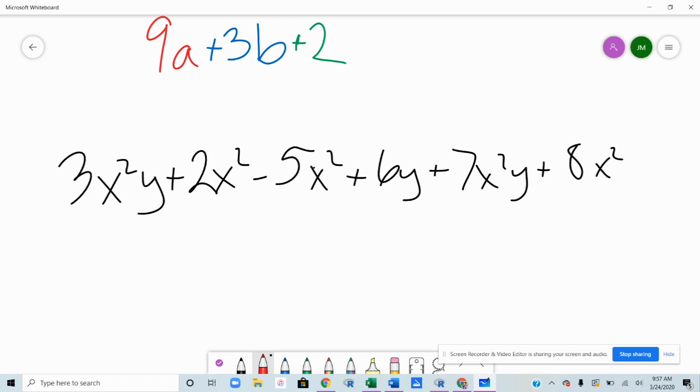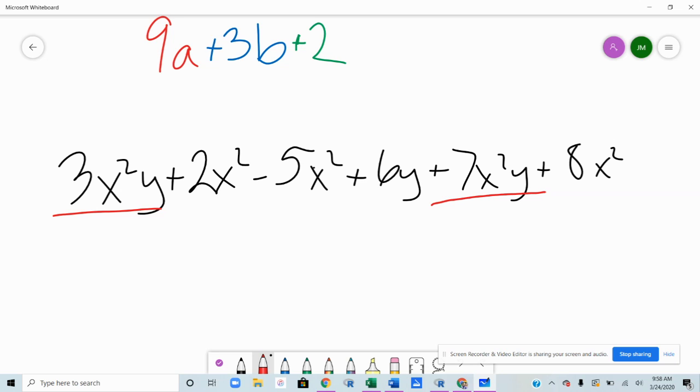So we go down the line, we've got 3x squared y. That is one entire term, 3x squared y. So when we look, we need to look for any that have an x squared and a y in their terms. So we've got positive 2x squared, it's missing the y, so not a like term. Negative 5x squared, missing a y, so not a like term. 6y, missing the x squared, so not a like term. Plus 7x squared y, that is a like term, has x squared and y. And plus 8x squared, not a like term because it's missing the y.